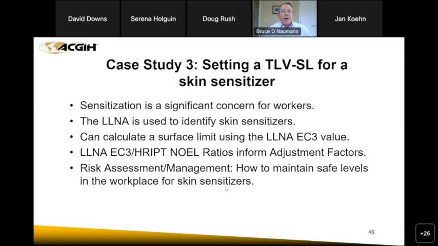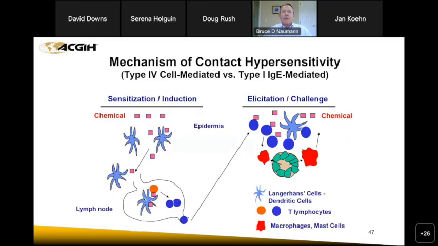So we know that there's a good correlation between the results that we get in the local lymph node assay and human repeat insult patch testing. And that informed the choice of adjustment factors for interspecies extrapolation. And then from a risk assessment, risk management perspective, we just want to know how to maintain safe levels in the workplace for skin sensitizers. So, how low do we need to go to prevent future cases of sensitization? It's designed to feed right into the overall comprehensive exposure control program.